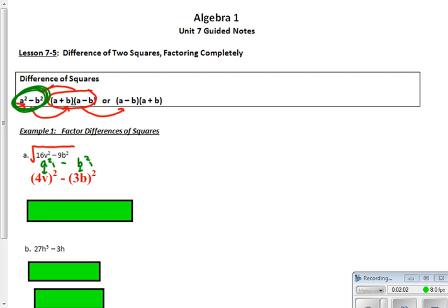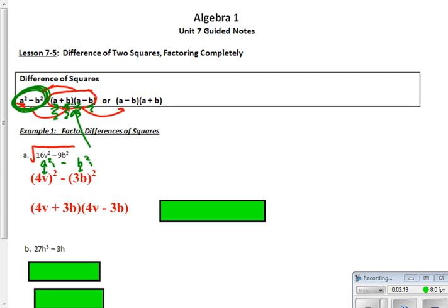So now you can apply this equation that we have up here. Substitute in for a, substitute in for b. So we would wind up with (4v plus 3b)(4v minus 3b). And you could always double check. You could FOIL this. When you FOIL it, you'd wind up with what you started with, 16v squared minus 9b squared.